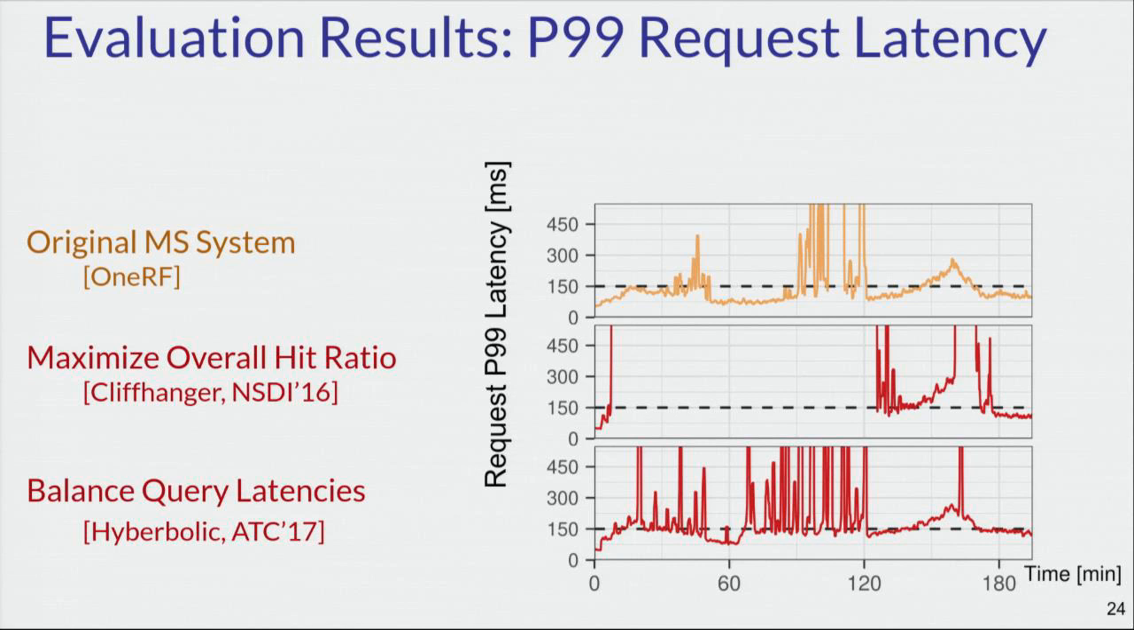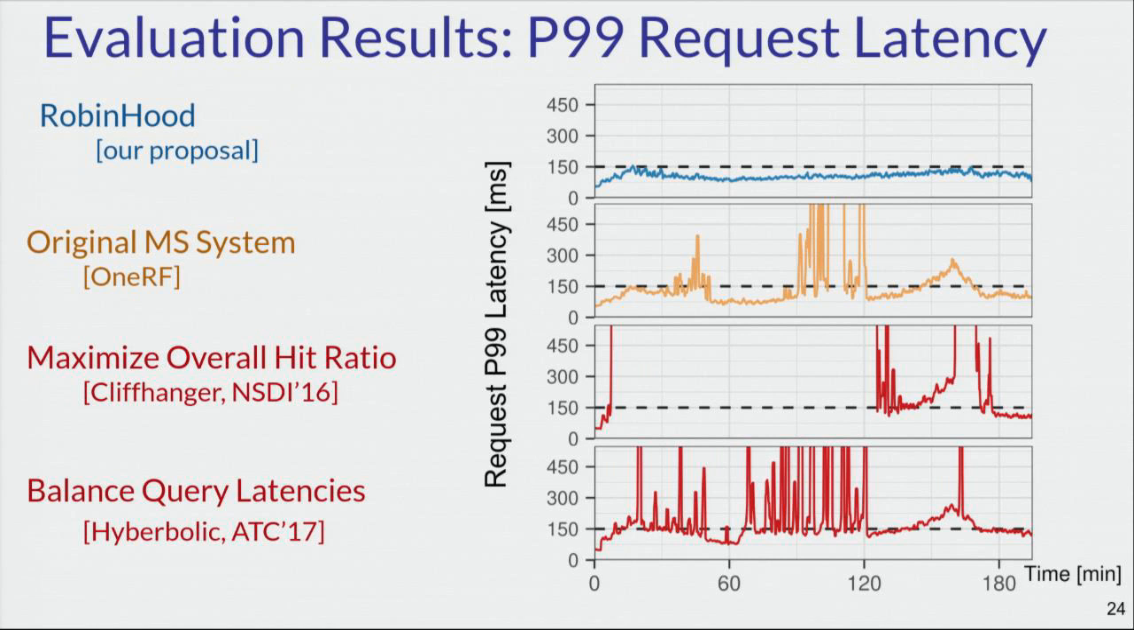And now, finally, Robinhood, our own system, is the only caching system that really actively keeps that latency below the 150 millisecond goal. On this pretty challenging day trace, we find that it meets the latency goal about 99% of the time, versus the second system, which meets it only 70% of the time. So we have a pretty large reduction in these latency goal violations.